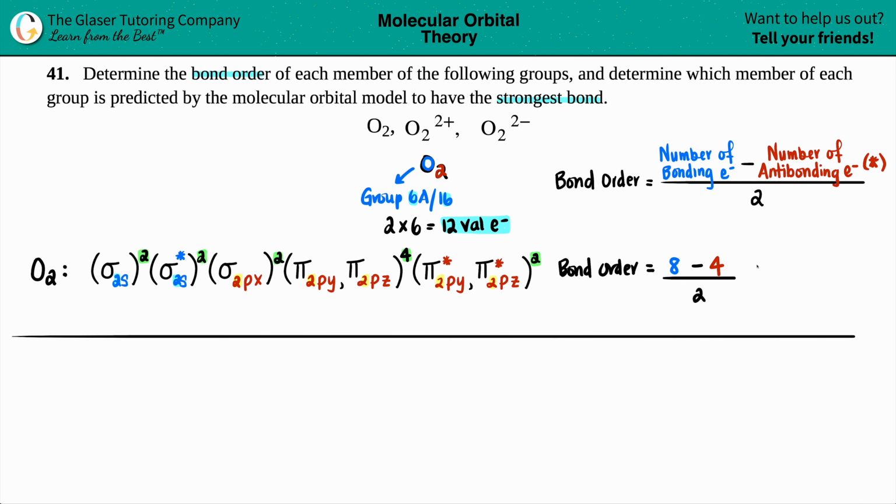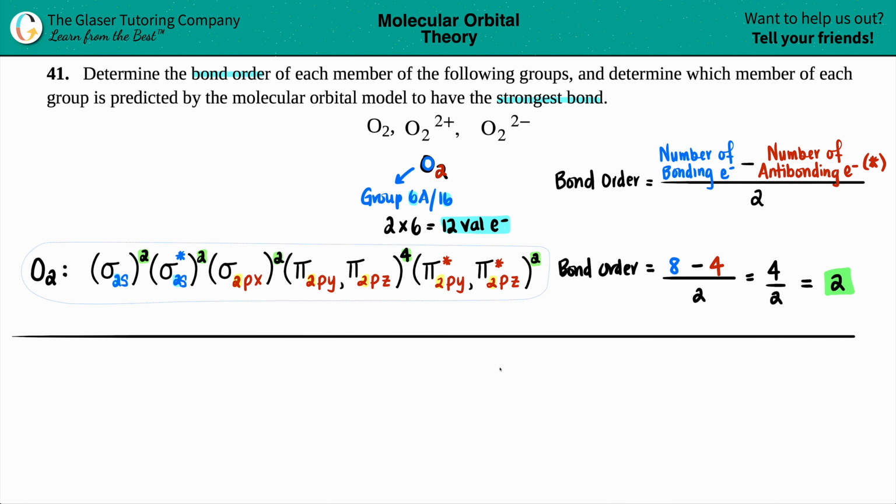Now we just got to do the math, right? 8 minus 4 is 4 divided by 2. 4 divided by 2 is 2. So I have a bond order of 2 for O2. Now what I'm going to do is I'm just going to work on the next ones.